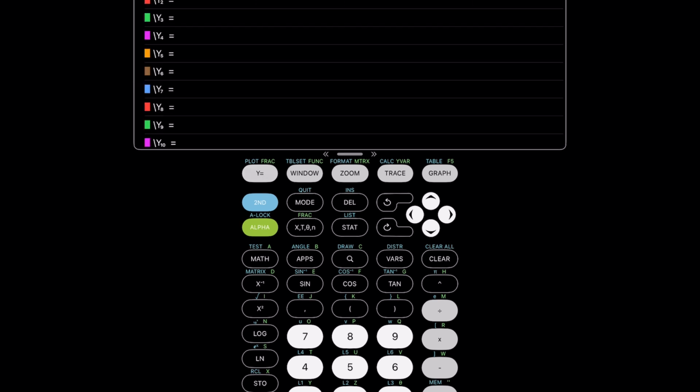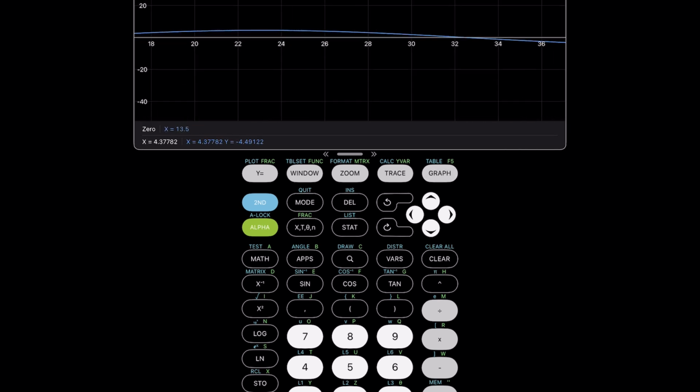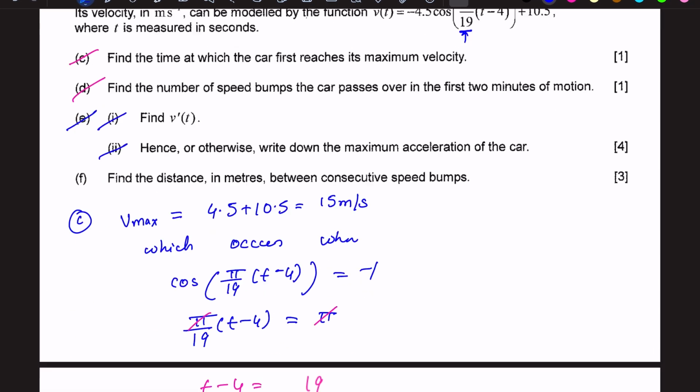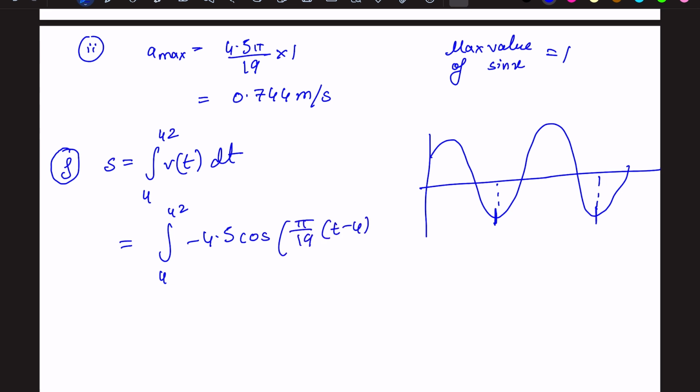Let's try to graph this on our calculator and see how it looks. This is the graph I have plotted: minus 4.5 cos(pi over 19 (t minus 4)) plus 10.5. If you look at the graph, the minimum occurs at t equals 4, and the next minimum occurs at 42. So between these two minimums you have two speed bumps, one at 4 and the other at 42. We'll integrate the entire v(t) function between 4 and 42 to get the distance between the speed bumps. So the displacement is the integral from 4 to 42 of minus 4.5 cos(pi over 19 (t minus 4)) plus 10.5 dt.